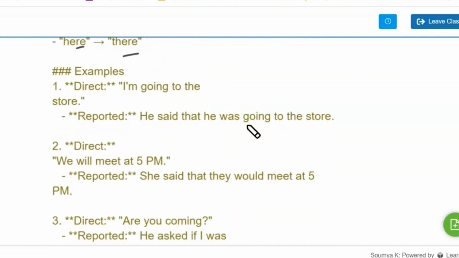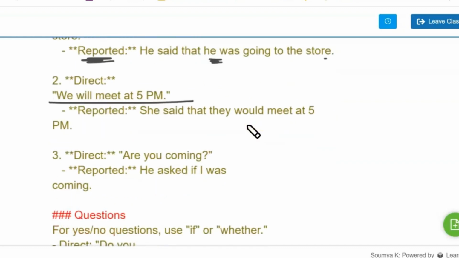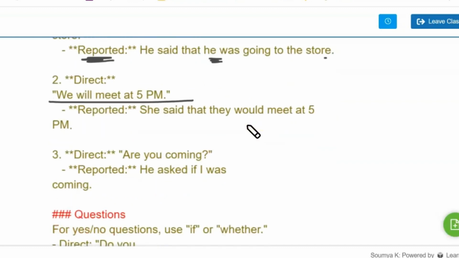Now if you see the example of this one, direct speech, I am going to the store. When it comes to reported, it can be he said that he was going to the store. I am becomes he was. Okay, going to the store. Next one is we will meet at 5 p.m. So when it gets converted to reported speech, it is she said that they would meet at 5 p.m.